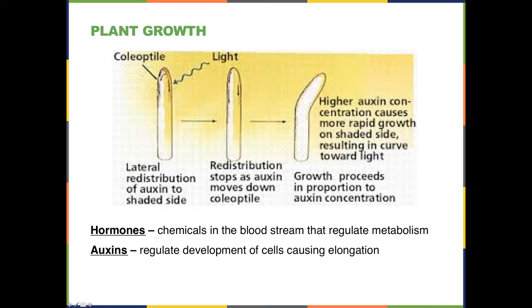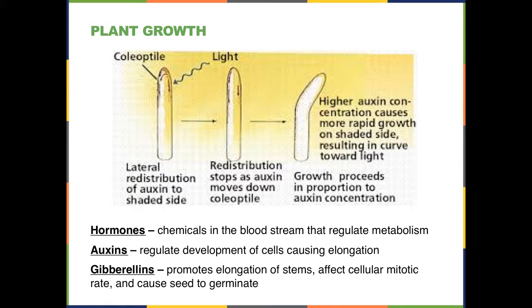Because auxin has an effect that causes cells to elongate, the fact that there's more auxin on the left side of this stem compared to the right side of the stem causes this plant to bend. This side is longer than this side, and it causes it to bend away from the shaded side and toward the light. So this auxin, in this example, is causing a positive tropism, and it's called phototropism because it moves toward the light.